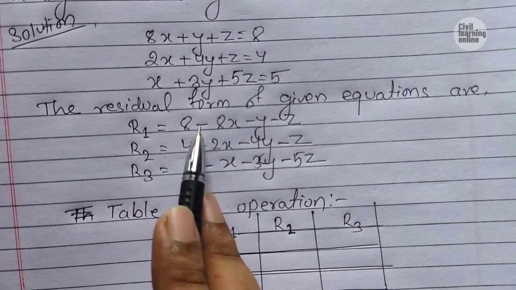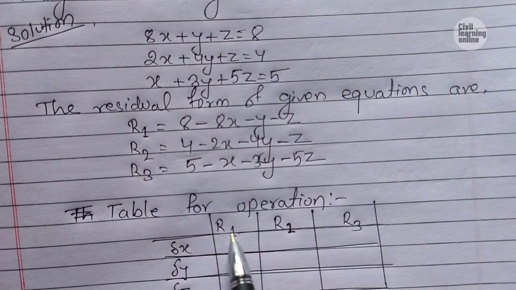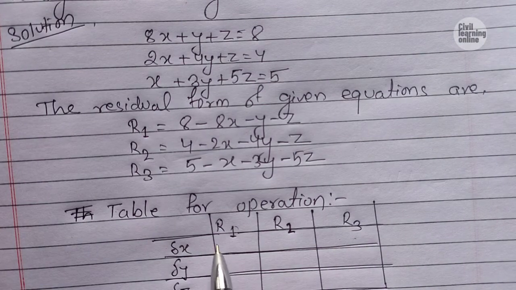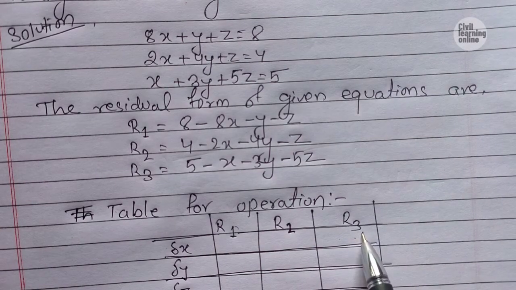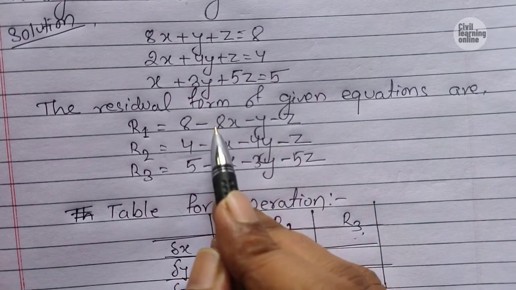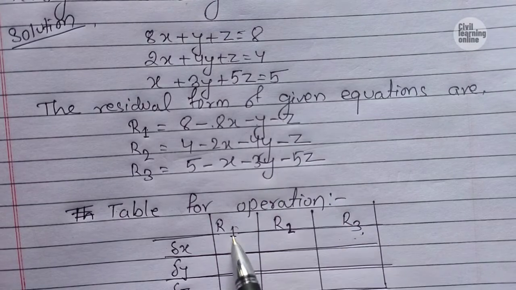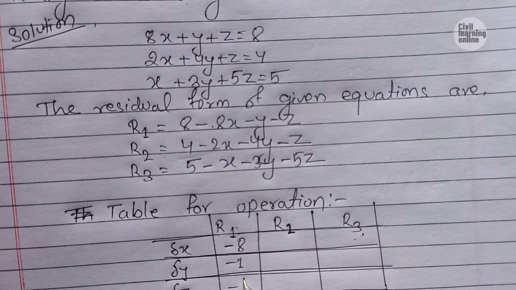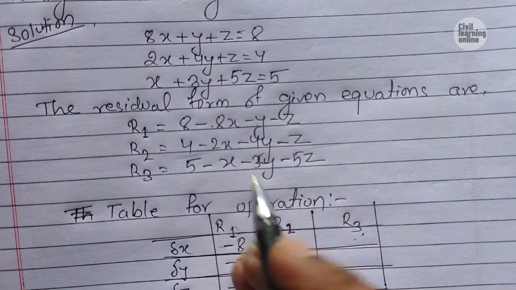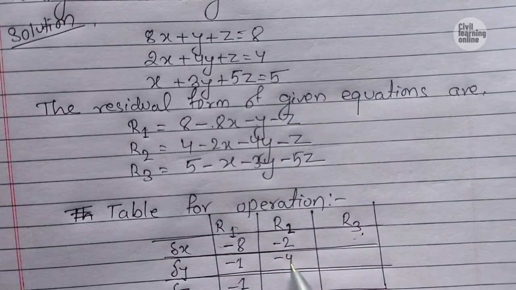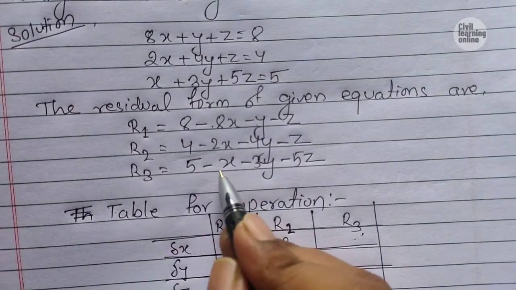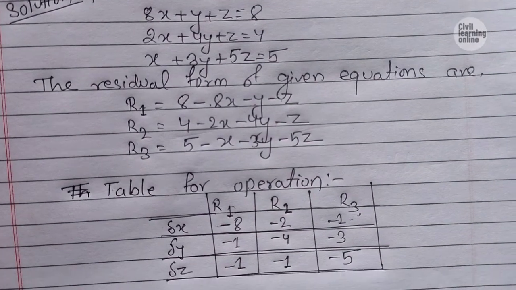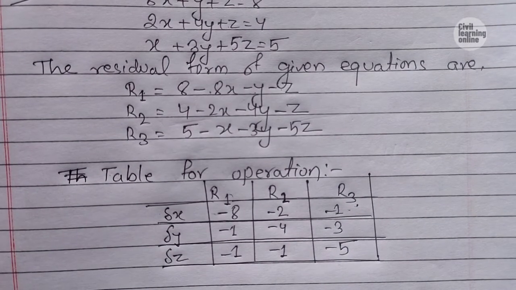Now in r1 we will rewrite the coefficient of each and every term. This column represents r1, these horizontal boxes represent our rows, and these are columns. So in r1 we have the coefficients minus 8, minus 1 and minus 1, and this is the column for r1. Similarly, for r2 we have minus 2, minus 4 and minus 1. Similarly, for r3 we have minus 1, minus 3 and minus 5. I hope this is visible to you guys now.